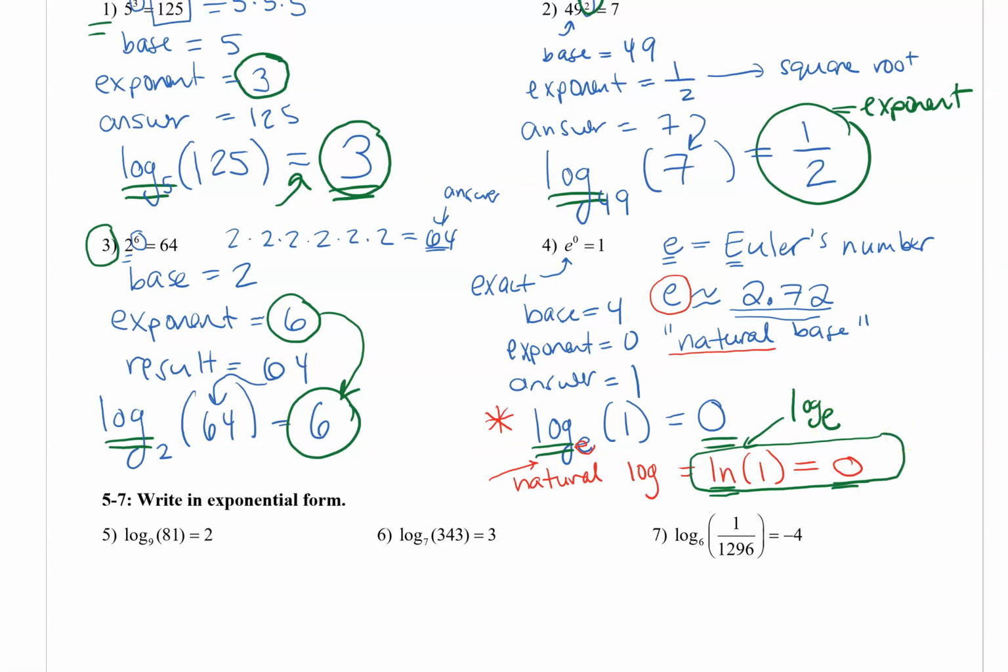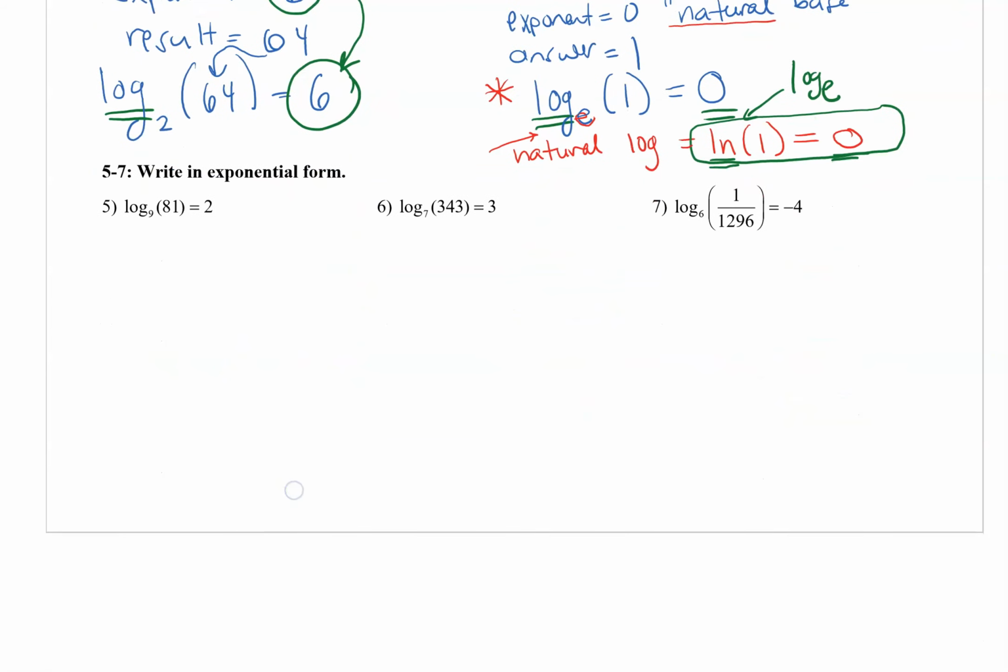Okay, so now in example 5, we are going to go the other way around. We have these expressions that are logarithmic, and we want to convert them into their exponential forms. So we have to remember what each piece is. The subscript, if you remember, is the base of the exponential expression. The number inside is representing the answer to the exponential expression, and the log equals the exponent. So the output of the log would be the exponent of your exponential equation.